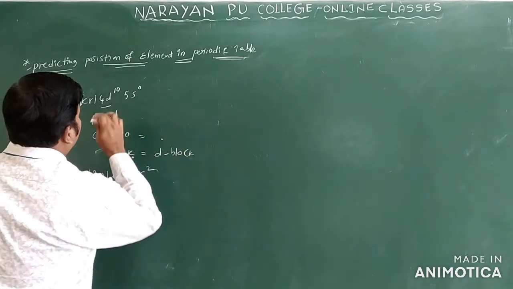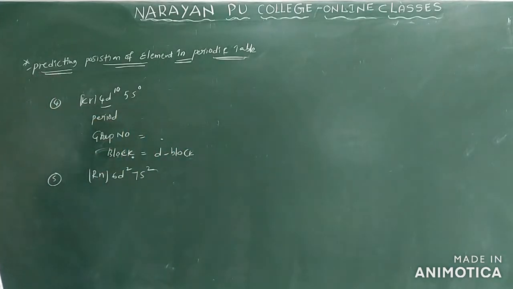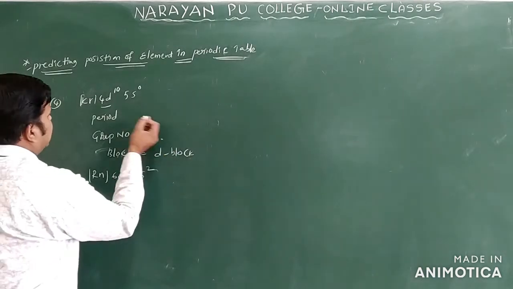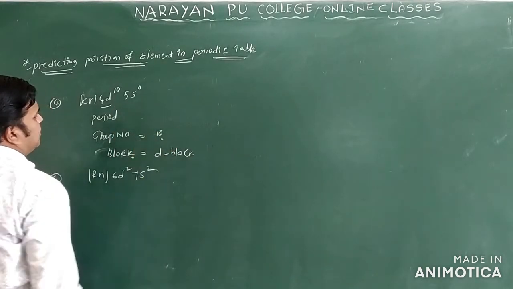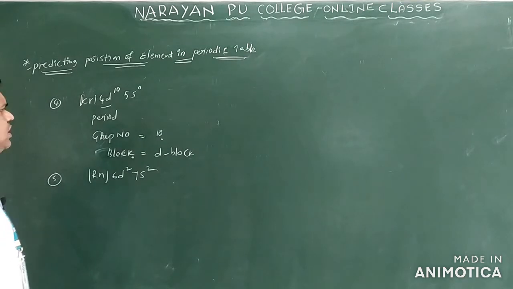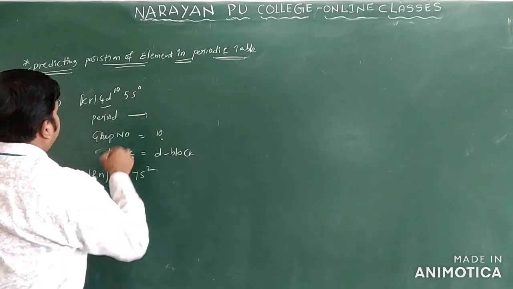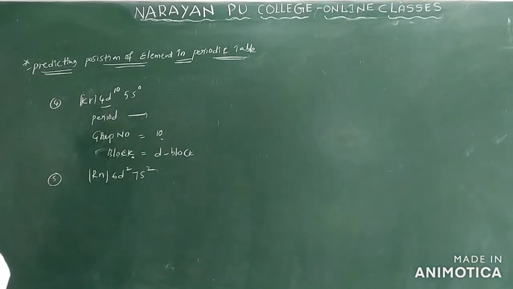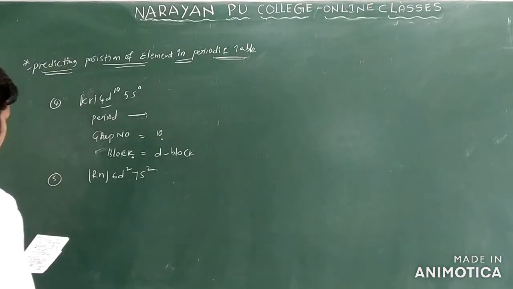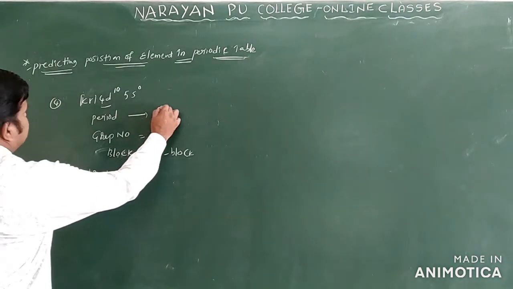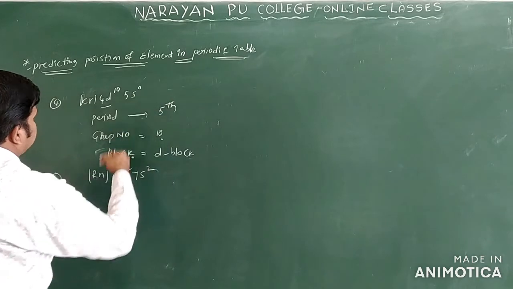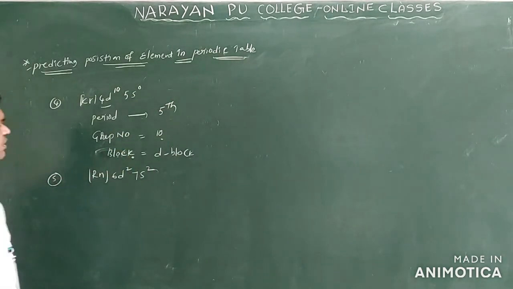So here there are no ns electrons, only n-1 d electrons. How many n-1 d electrons are there? 10 electrons. It belongs to what group? The 10th group only. Which period can we say? It is the 5th period only, because the 5s orbital is already there.